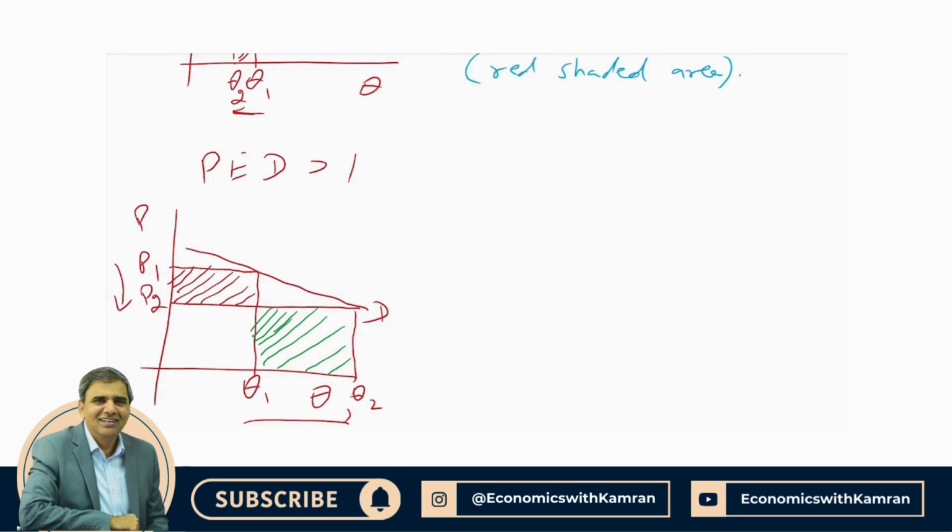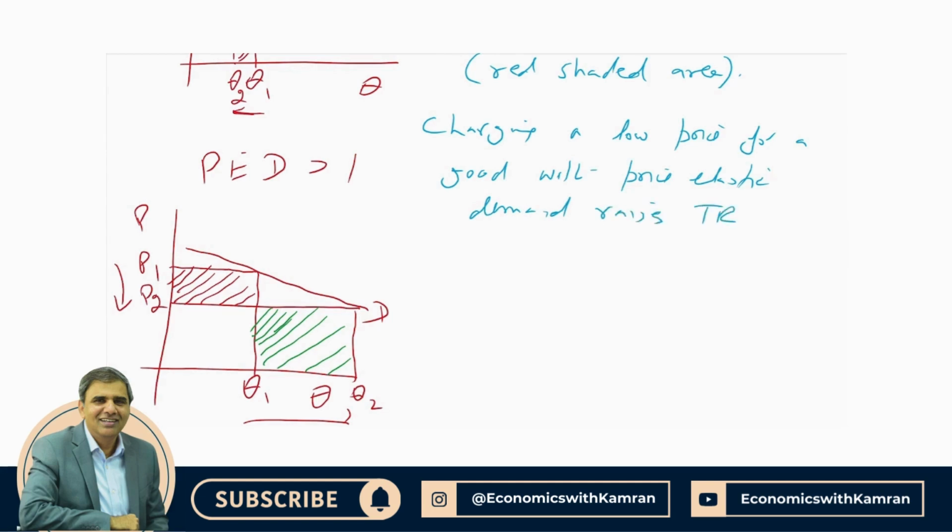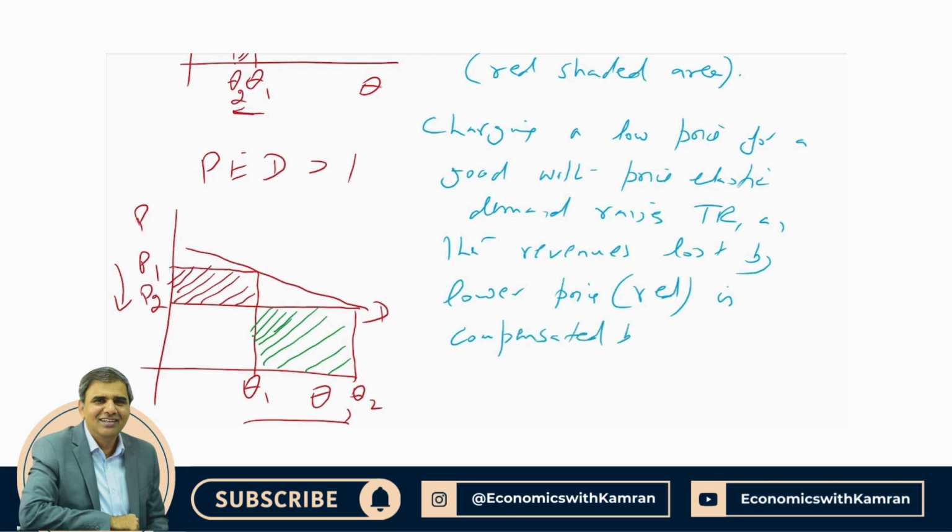charging a low price for a good with price elastic demand raises total revenue as the revenue lost by lower price, and there is the red area, is compensated by gain in revenue due to more sales, and there is the green shaded area.